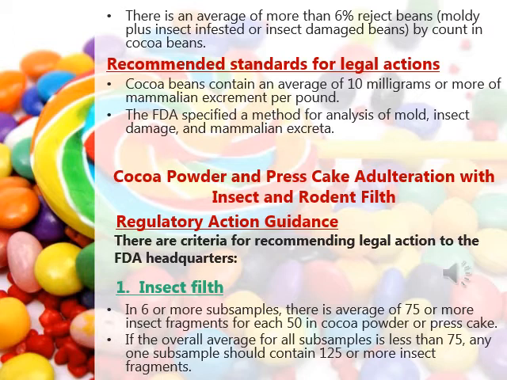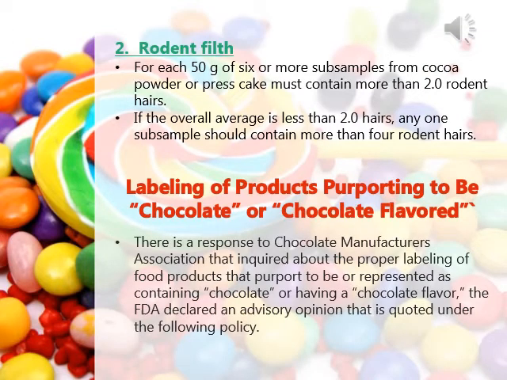Regulatory action guidance. There are criteria for recommending legal action to the FDA headquarters. Number 1. Insect filth. In 6 or more subsamples, there is an average of 75 or more insect fragments for each 50 grams in cocoa powder or press cake. If the overall average for all subsamples is less than 75, any one subsample should contain 125 or more insect fragments. Number 2. Rodent filth.